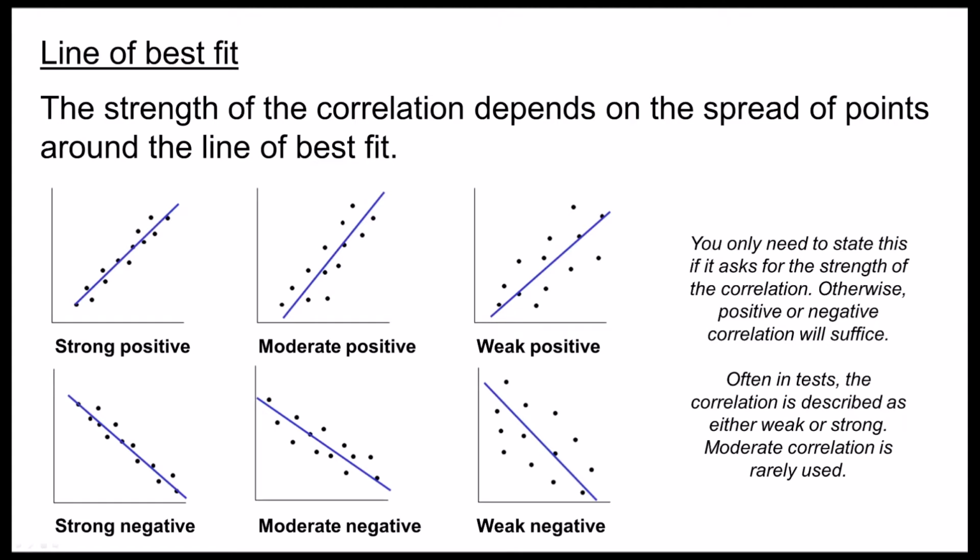Likewise, in the bottom set of examples, they all have negative correlation, but we've got strong negative where the points are all very close to the line, moderate negative in the middle, and weak negative where it's still going in a negative direction, but the points are more spread out. Something to note is that you only need to state this if it asks for the strength of the correlation. Otherwise, you can simply say positive or negative. Another important observation is that most of the time in tests they'll ask you to describe it as either strong or weak, and moderate correlation is very rarely used.